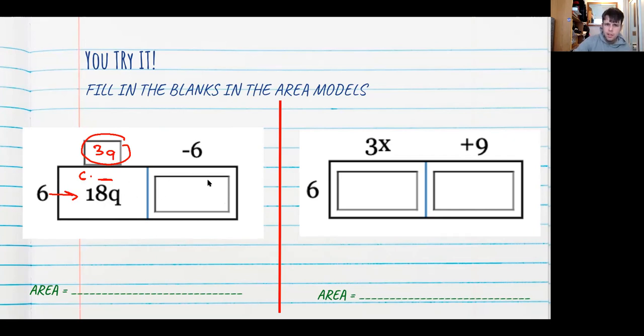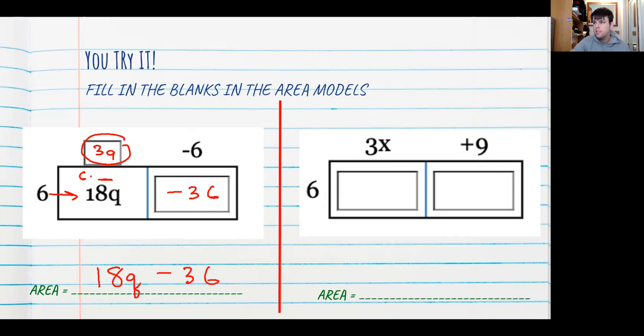And then our last part here, this one's a little bit easier, but we're multiplying 6 times negative 6 to get this box right here. And then what is our area? What did we get as a result of this multiplication? Well, we got 18q, and then we got minus 36. So that was the result of our multiplication, the area.